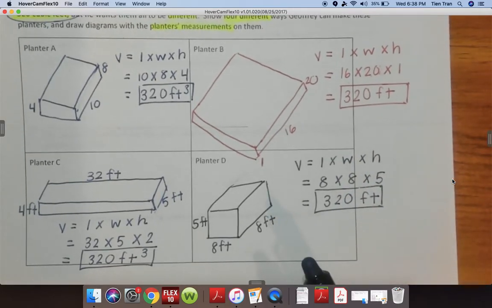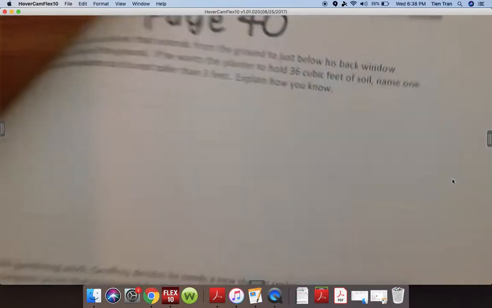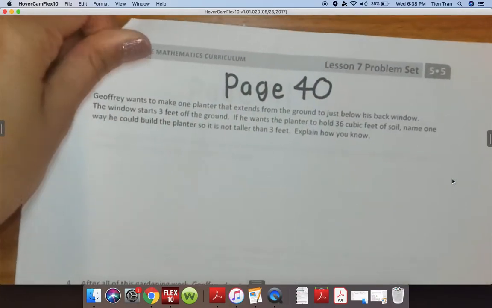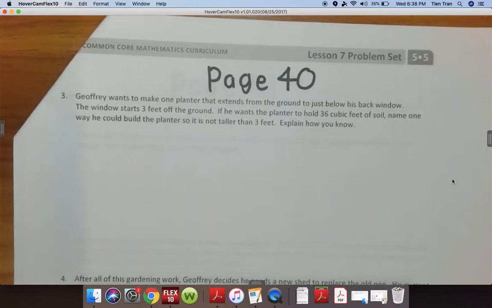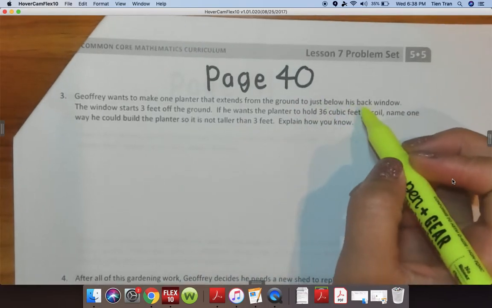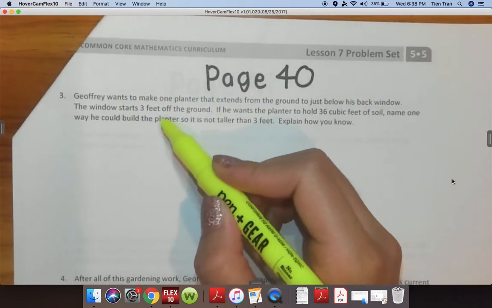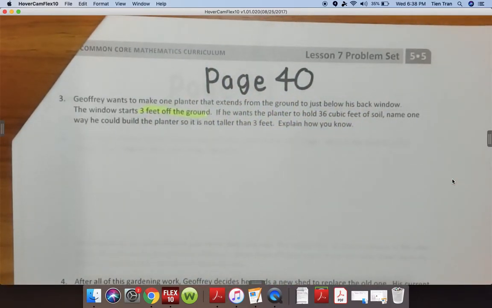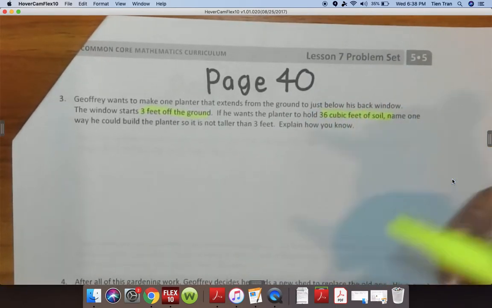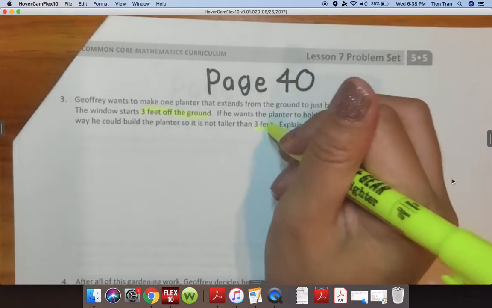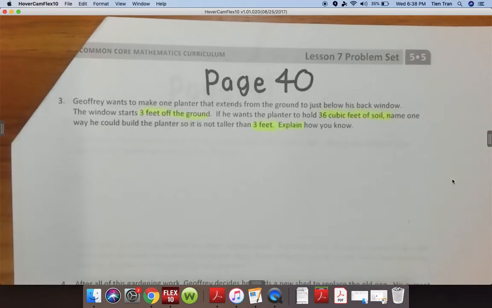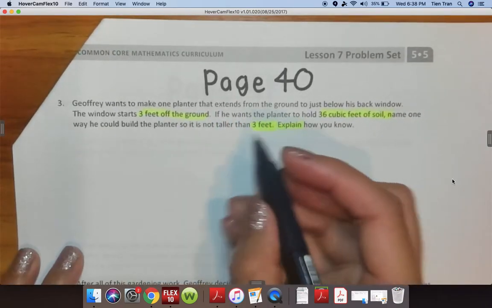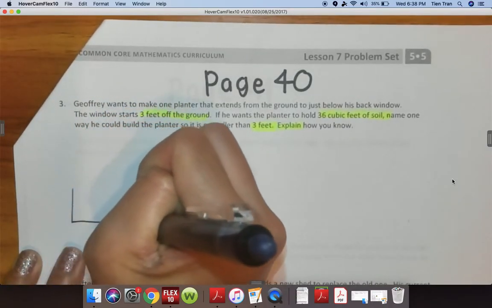Okay, now I'm going to turn to the next page. This is page 40. On page 40, it says Jeffrey wants to make one planter that extends from the ground to just below his back window. The window starts 3 feet off the ground. If he wants the planter to hold 36 cubic feet of soil, name one way he could build the planter so it is not taller than 3 feet. Explain how you know. So, he wants to build another planter, which is another rectangular prism.